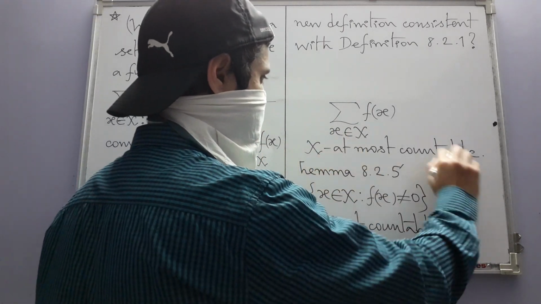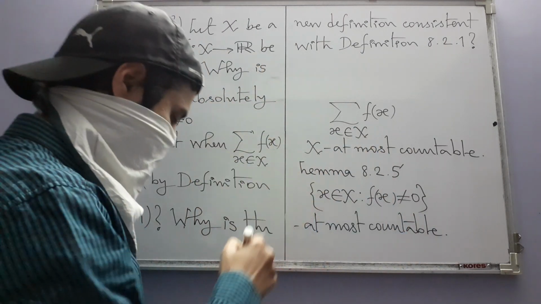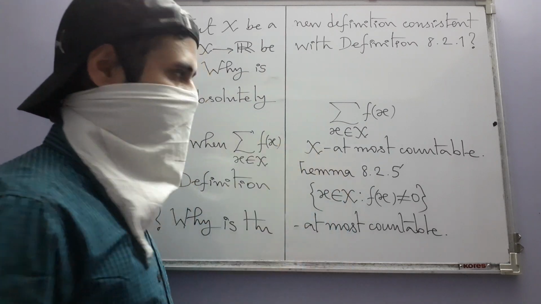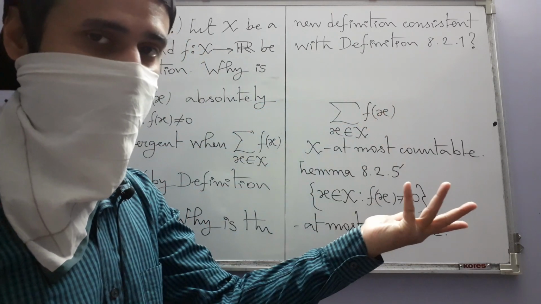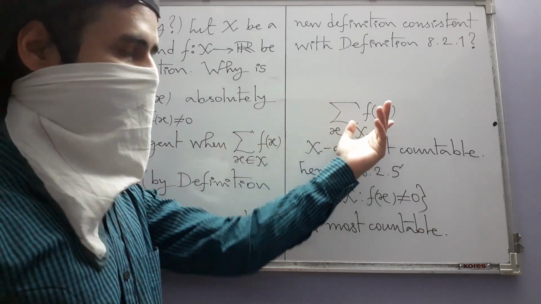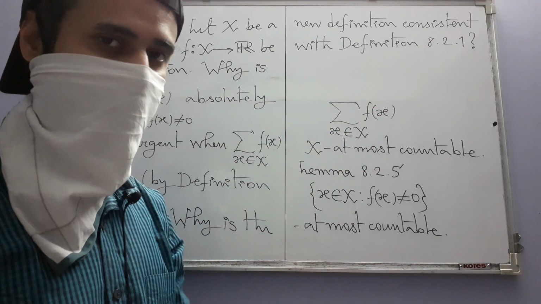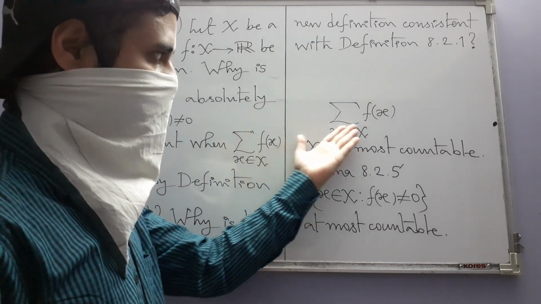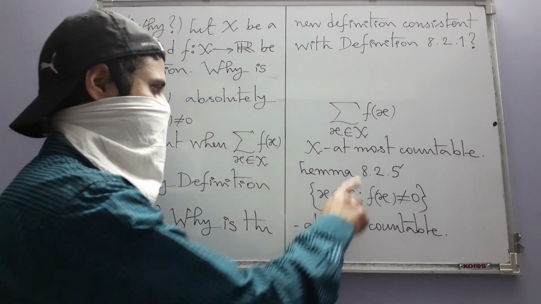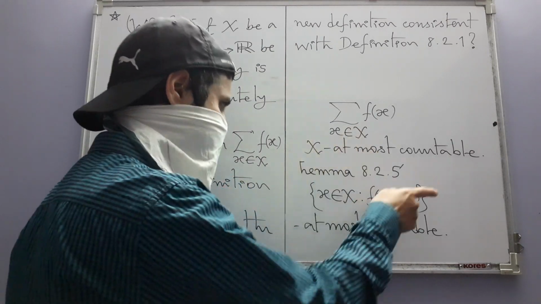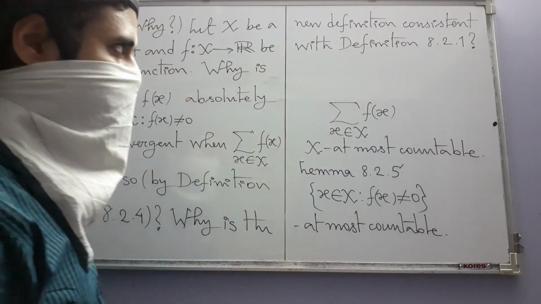See, when X is at most countable, let us consider the two cases. Say X is finite, then this is a finite series, and we already know what the value would be. It will just simply be the sum of all the f values. Since there are finitely many such f values, that sum is already there. And when X is countable, then the value of this comes from this definition.